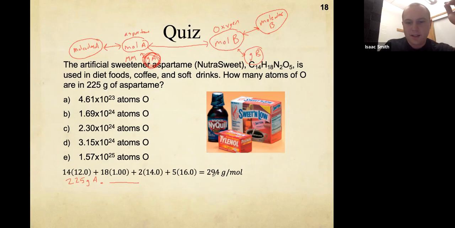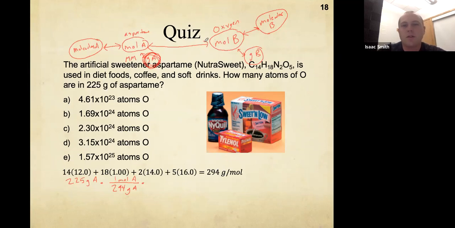There we go. Okay, so we have 14 carbon atoms, 18 hydrogens, 2 nitrogens, and 5 oxygens. Add those all up, you get 294 grams per mole. Okay, 294 grams of A for every 1 mole of A. Keep your units really clear during these problems. This is where it can get complicated if you're not labeling things well. Okay, so we use the molar mass to get to moles of A. We're at moles of A now.